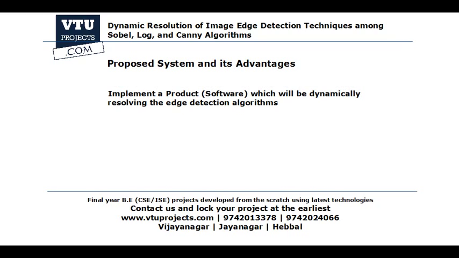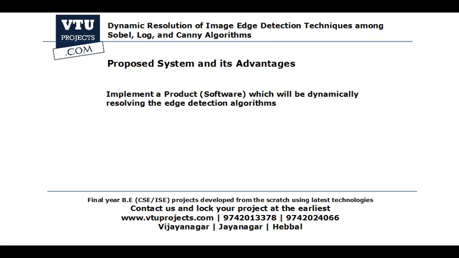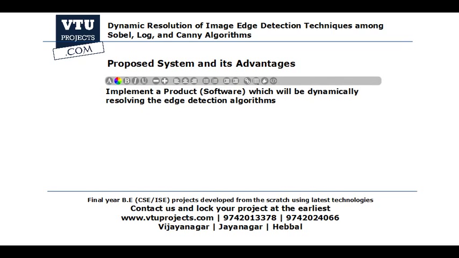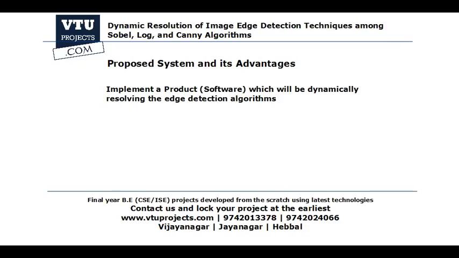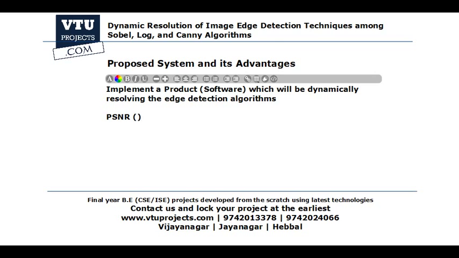What we are going to implement in our project is a product which will accept an image as an input, and it will dynamically select which algorithm should be used for the input image. How we make this decision you cannot understand at this point, but just remember the term PSNR. The expansion for PSNR is peak signal to noise ratio. This will be the parameter we use. Based on this peak signal to noise ratio, we determine which is the best algorithm to be used for an input image, and then we execute that algorithm.